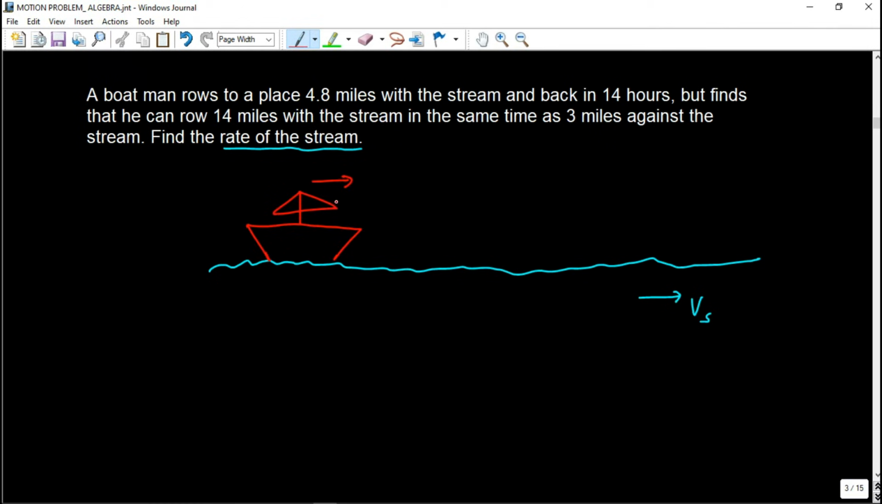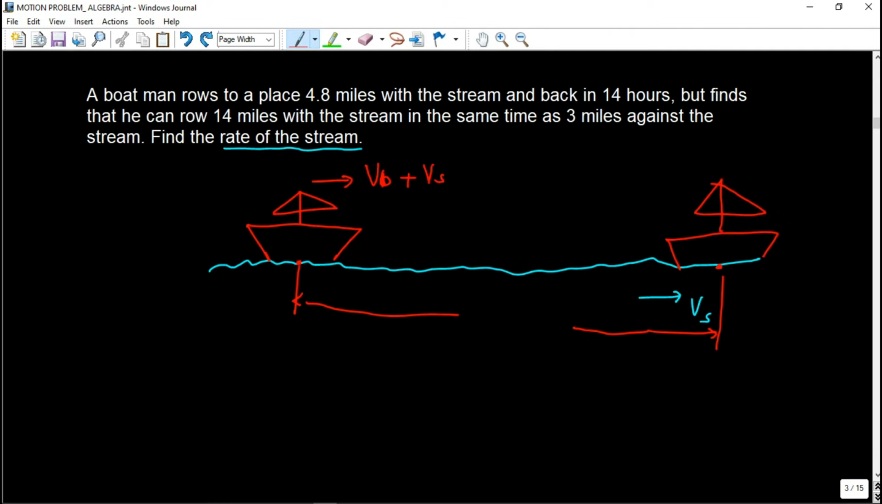Okay, if this boat here is traveling with the stream, same direction, the absolute speed of this boat will become velocity of the boat plus velocity of the stream. Since it is going with the waves, ibig sabihin madadagdagan yung velocity ng boat ng velocity ng stream since it is going with the stream. Now, after it reached the final position, at a certain distance, it went back to its original position.